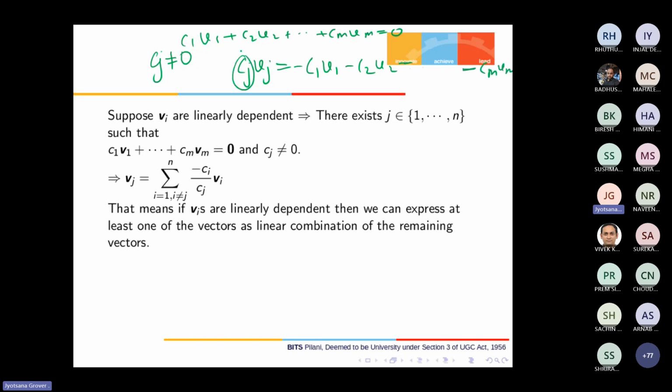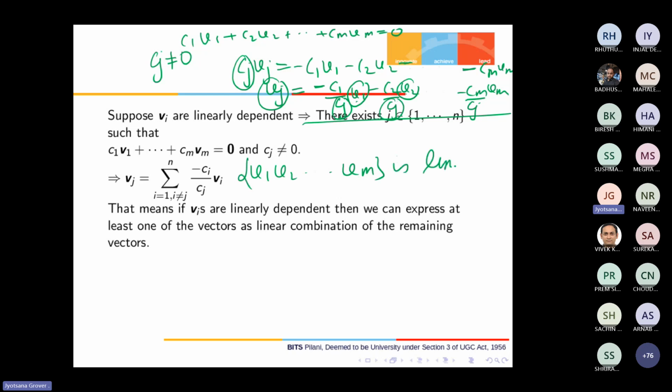Now this Cj is not 0, so you can divide the whole equation. So Vj equals minus C1 divided by Cj times V1, minus C2 divided by Cj times V2, and so on, minus Cm divided by Cj times Vm. Since Cj is not 0, you can divide. So you can see Vj is dependent on all of V1, V2 till Vm. So you say the set V1, V2, Vm is a linearly dependent set.